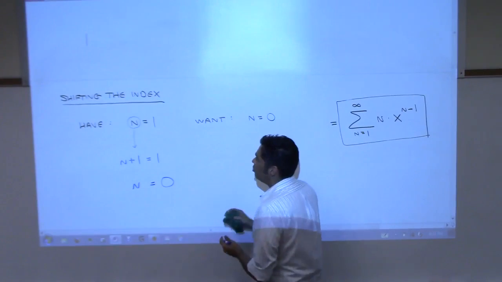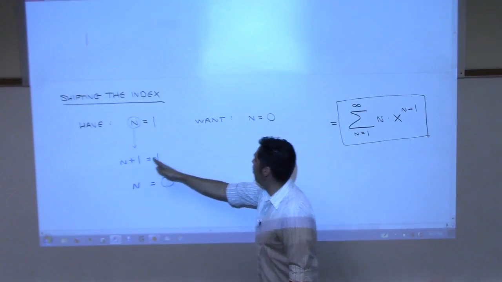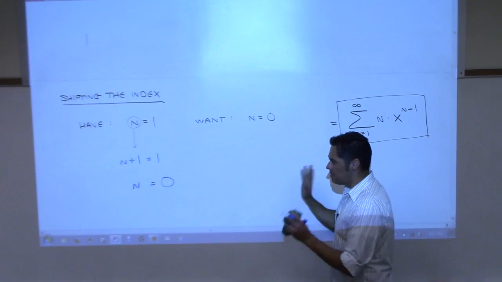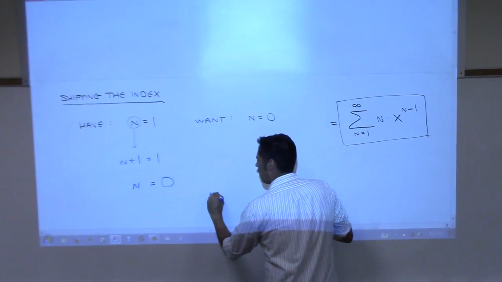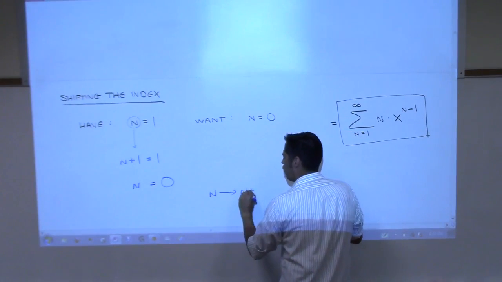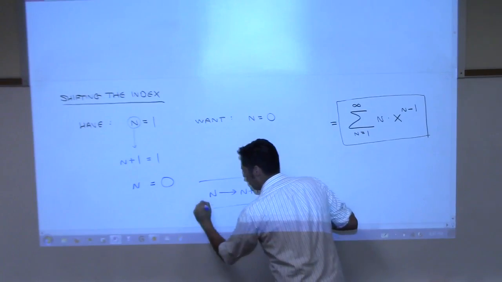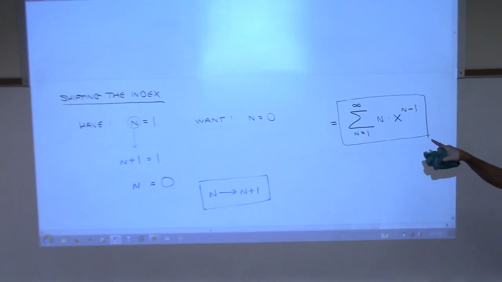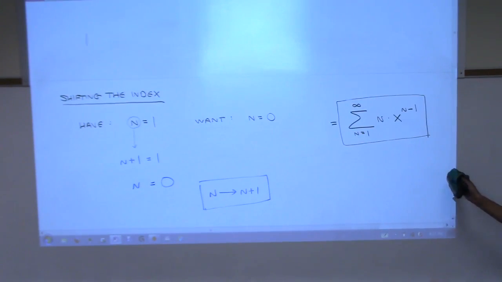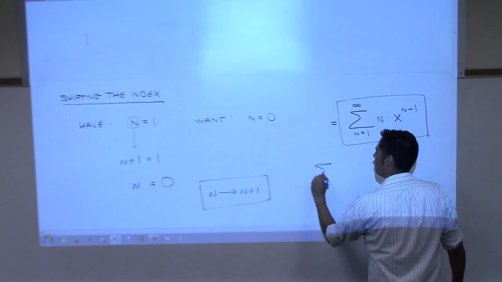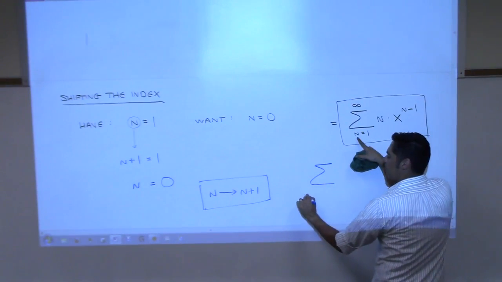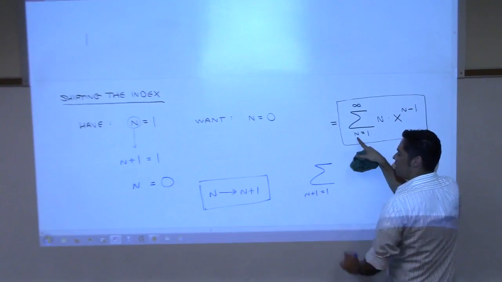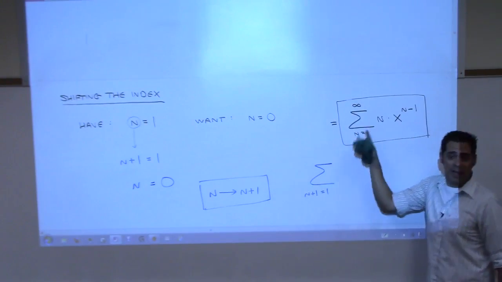So the key to shifting your index from n equals 1 to n equals 0 is to make this change. Replace n with n plus 1. Okay, that's how we do it. Replace n with n plus 1. So what I'd like for you to do is go back to this formula and replace all your n's with n plus 1s. Let's see what happens. This becomes n plus 1 equals 1. You're allowed to do this as long as you do it everywhere in the formula.